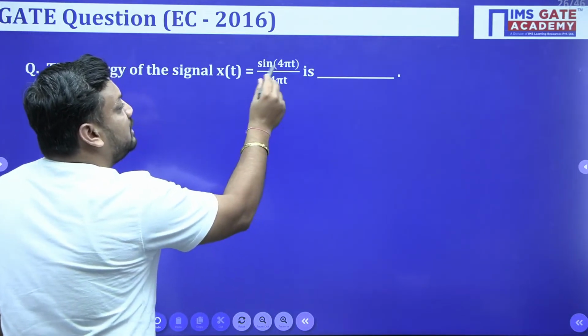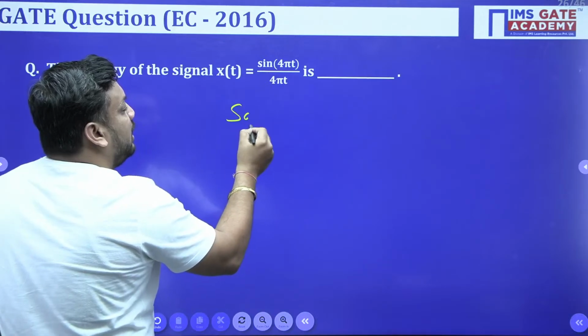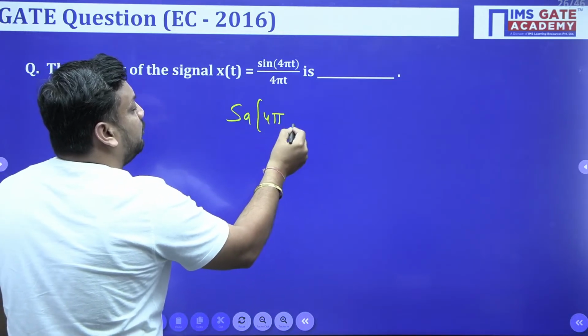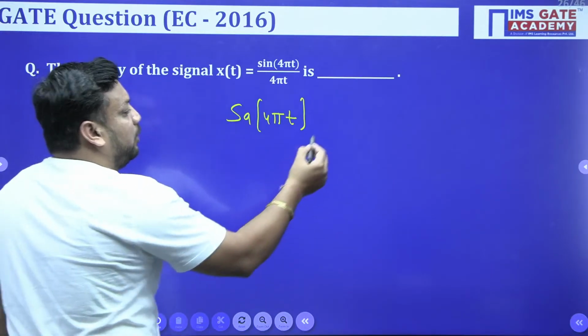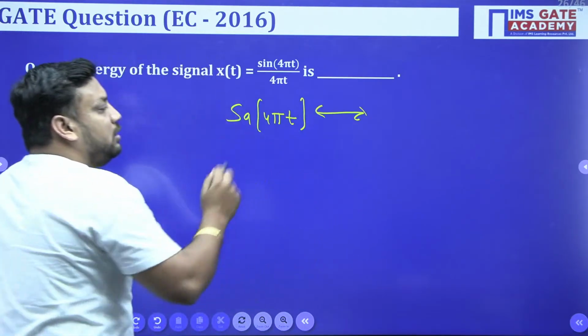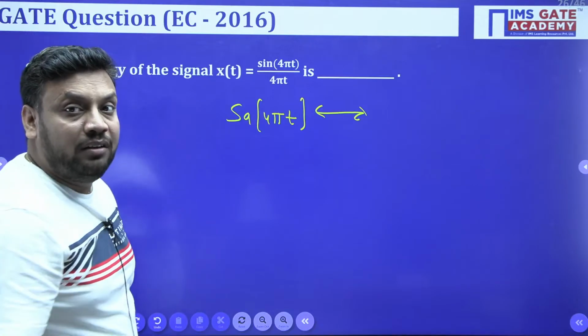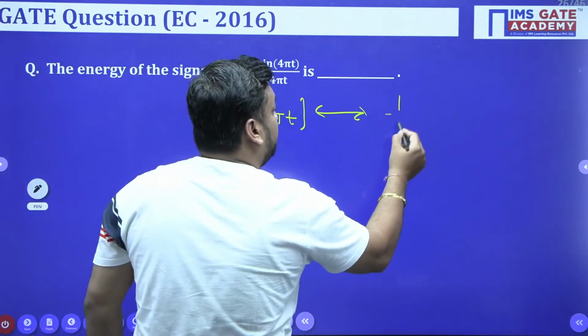It is nothing but sine of 4 pi t upon 4 pi t. Shall I write sampling of 4 pi t? Sampling of 4 pi t energy is what? Sampling of pi t energy is 1. So sampling of 4 pi t energy is 1 by 4.